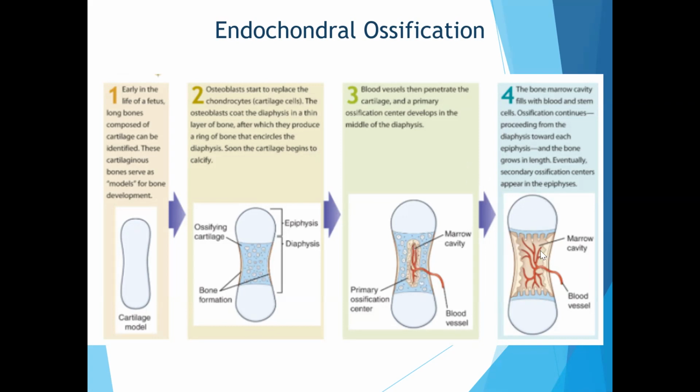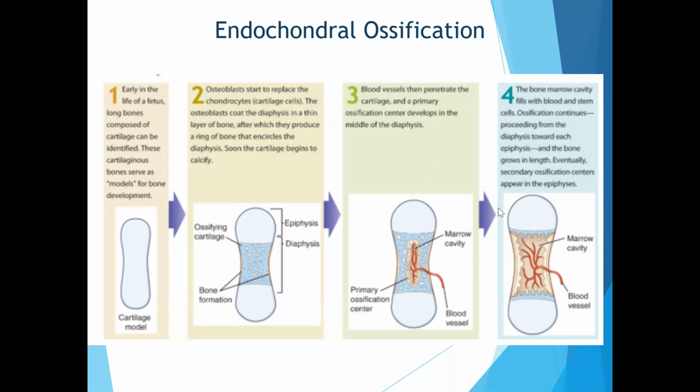So that medullary cavity, or your marrow cavity, begins to fill with blood and stem cells. Remember, stem cells are unspecialized cells, and the ossification continues. It'll move from the center here in the primary site in the diaphysis, and it'll expand outwards and upwards. And so that's why the bone starts to grow in length. And then eventually in your epiphysis, or your ends, you will start to get secondary ossification centers, and we'll talk about that too.